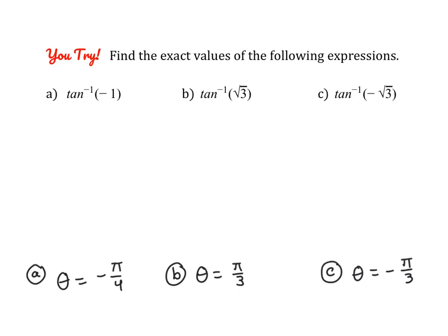All right, for example 1, since this value is negative, we need to be in quadrant 4, and then the tangent of negative pi over 4 is negative 1. For part B, the arctangent of root 3, this is quadrant 1 because it's a positive value here, and that is 60 degrees or pi over 3. And then last, the arctangent of negative root 3 must be that same reference angle, but backwards in quadrant 4, so negative pi over 3.